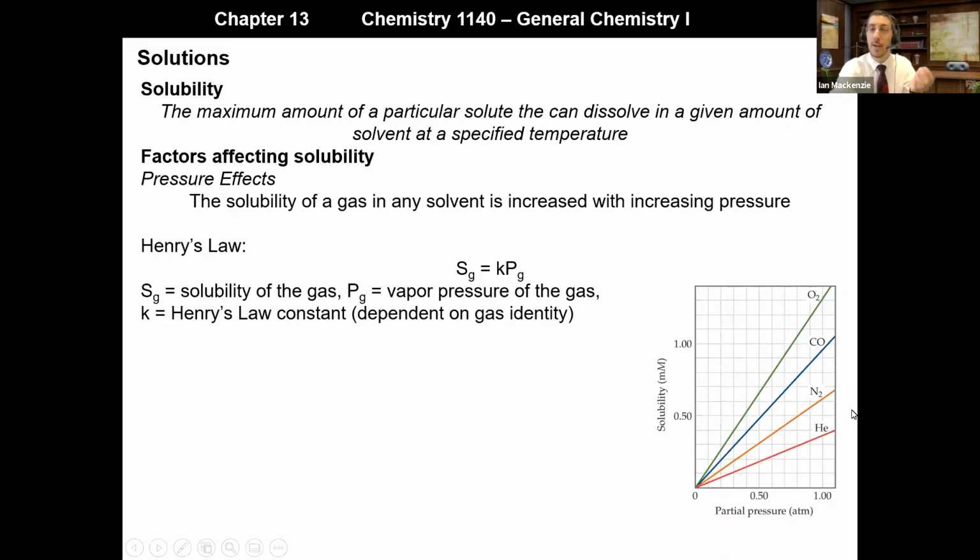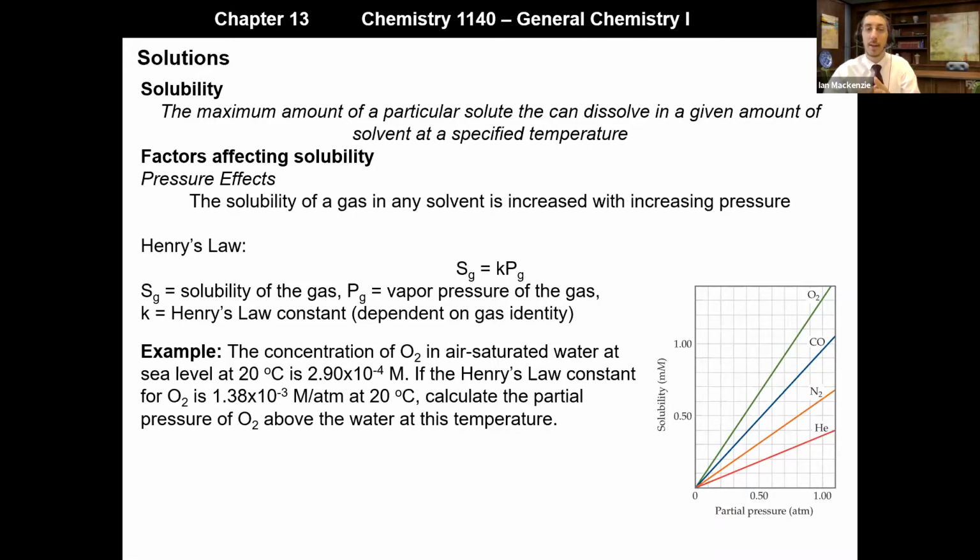So let's go through a quick example of how we would use Henry's law. If the concentration of O2 in air-saturated water at sea level at 20 degrees Celsius is 2.9 times 10 to the minus 4th molar, so not terribly large, and Henry's law constant for O2 is 1.38 times 10 to the minus 3 molar per atmosphere at 20 degrees Celsius, calculate the partial pressure of the O2 that's above the water at this temperature. So we've been given the solubility, and we've been given Henry's law constant.